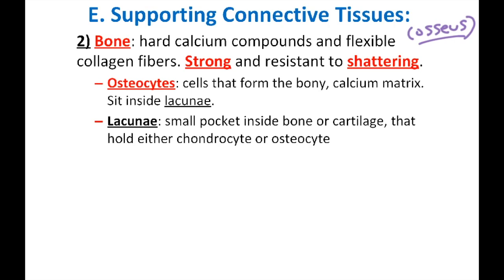So they're the cells that help form the bony calcium matrix and maintain it. And again, they're going to sit inside the lacunae for the exact same reason: as it was laying out the solid matrix around that cell, it kind of locked itself in place and then it was stuck in a pocket due to the bone house that it built around itself. So the lacunae is also found in this instance.